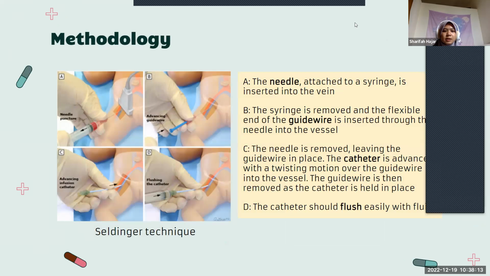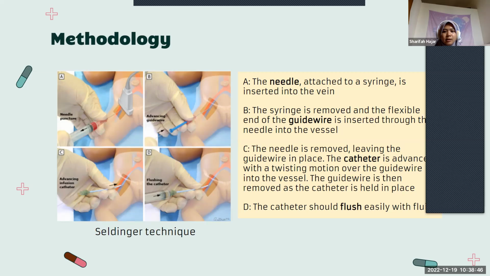Okay, so this is called the Seldinger technique. First we insert the needle attached to a syringe into the vein. This is important because we need to puncture the skin first and then identify the vein, so we can see the backflow of the blood. And then the syringe is removed, and the flexible end of the guide wire is inserted through the needle into the vessel. And then the needle is removed, leaving the guide wire in place.